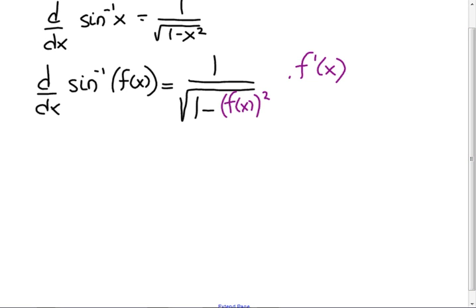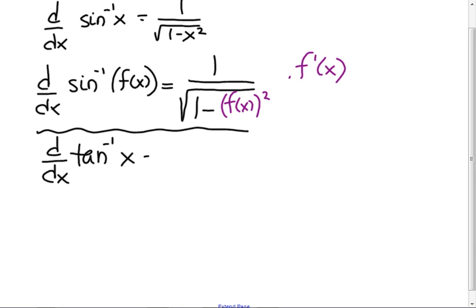So if I have the derivative with respect to x, okay, so cosine is going to have a negative. Do I have to do the cosine? Inverse cosine. What if I do inverse tangent? What's that one look like? That's the one you did. 1 over 1 plus x squared.